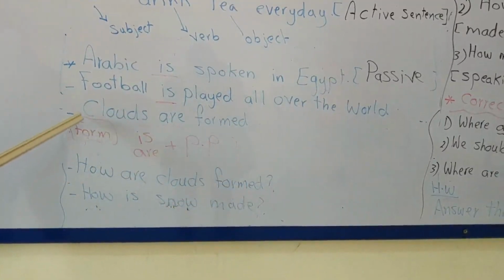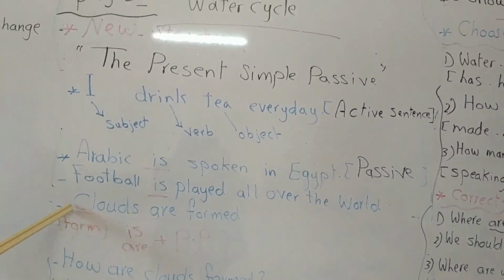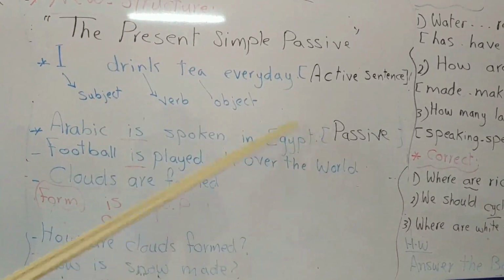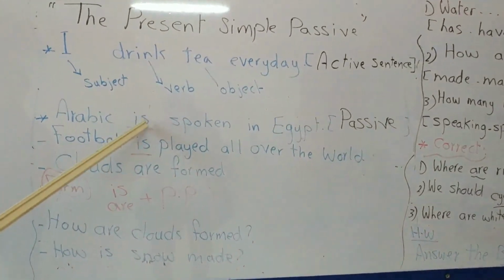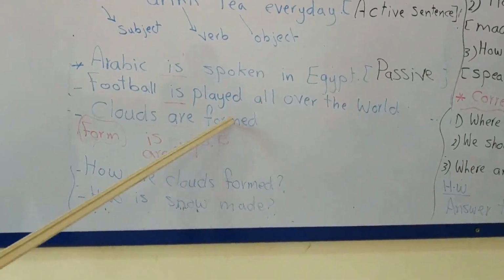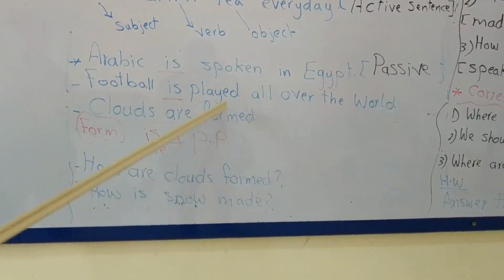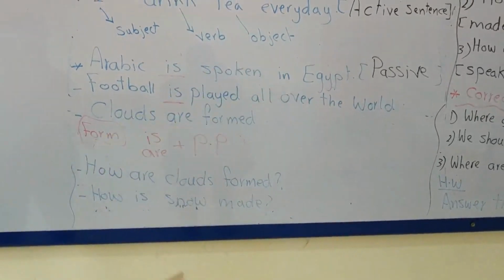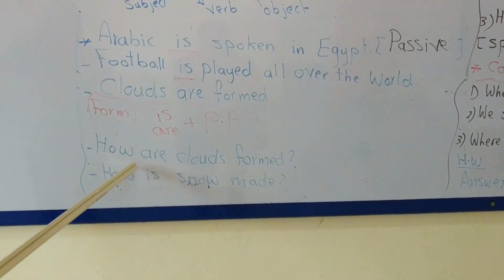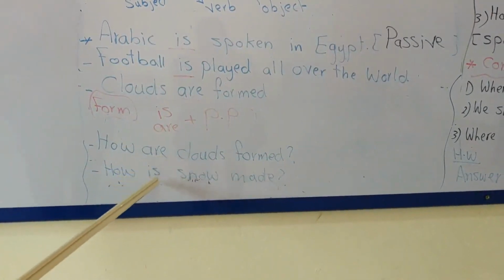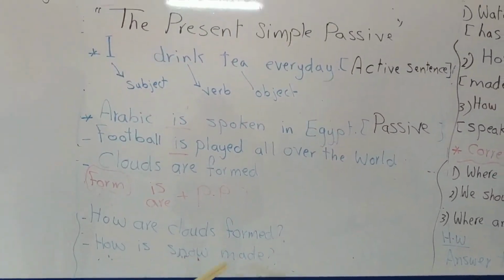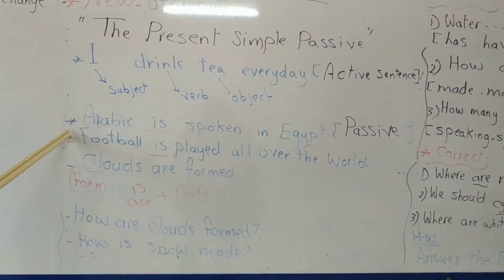Again, another example. Clouds are formed. Can clouds form? No, they are formed. This is the passive. Look at the form. Is or are plus past participle, regular or irregular. Look at the question. How are clouds formed? Question word, are or is, subject and past participle. This is the passive, when the subject can't do the action.